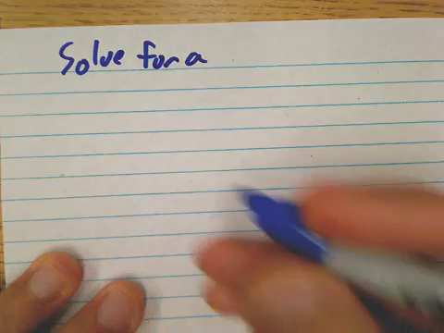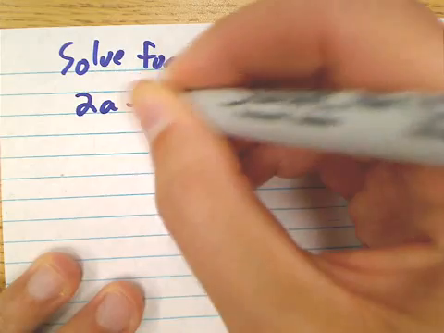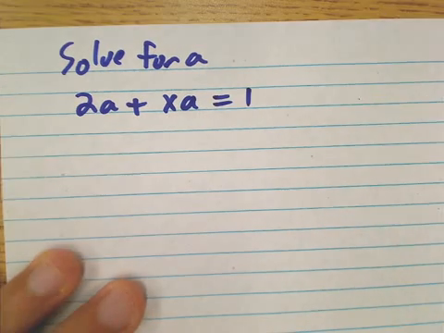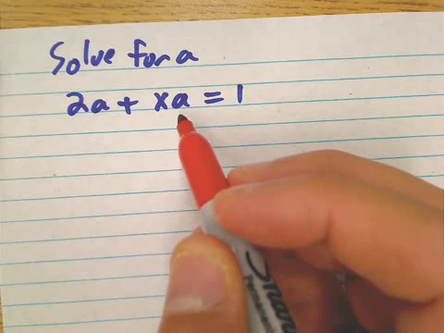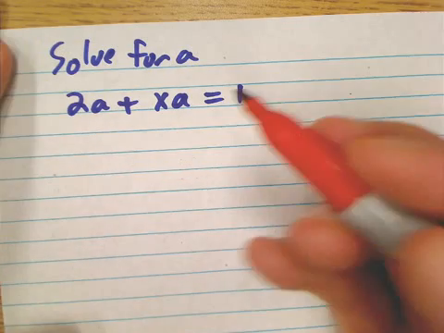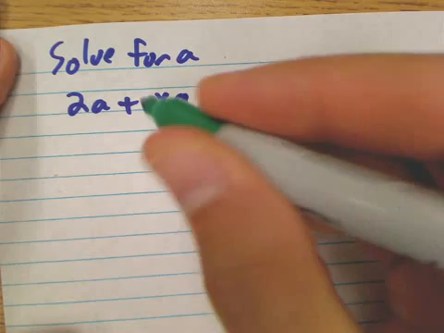And I'm going to give you a couple of terms with a's in it. So I'm going to say 2a plus xa equals, let's just say 1 for simplicity. Okay, now the first thing that we normally do here is we'll have a and a. Let me combine like terms. Let me add those up. And that's exactly what I'm going to do, although it's going to look a little crazy.